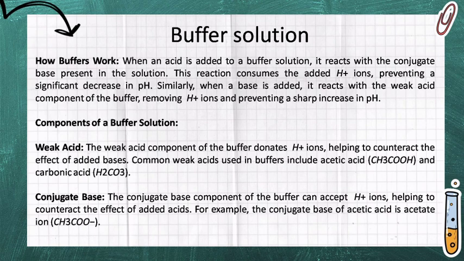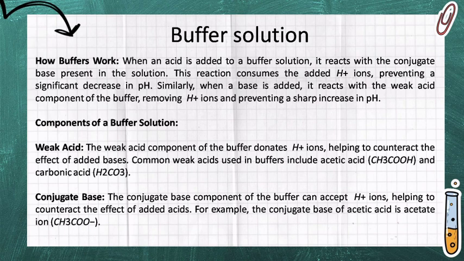When an acid is added to a buffer solution, it reacts with the conjugate base present in the solution. This reaction consumes the added H+ ions, preventing a significant decrease in pH. Similarly, when a base is added, it reacts with the weak acid component of the buffer, removing H+ ions and preventing a sharp increase in pH.